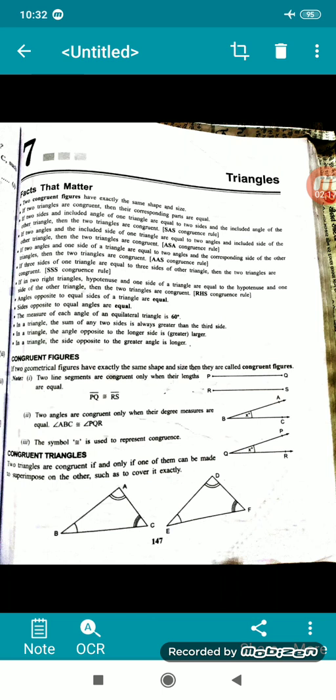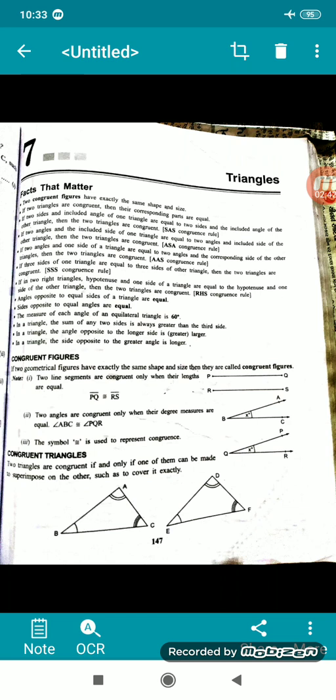In a triangle the sum of any two sides is always greater than the third side. In a triangle the angle opposite to the longer side is greater. Angle opposite to the longer side is greater. In a triangle, the side opposite to the greater angle is longer. Now we go to congruent figures. Please see in the picture.